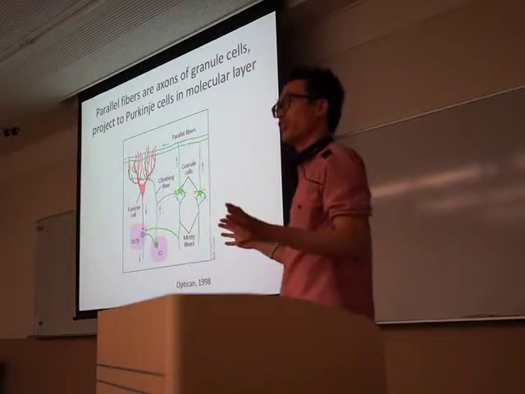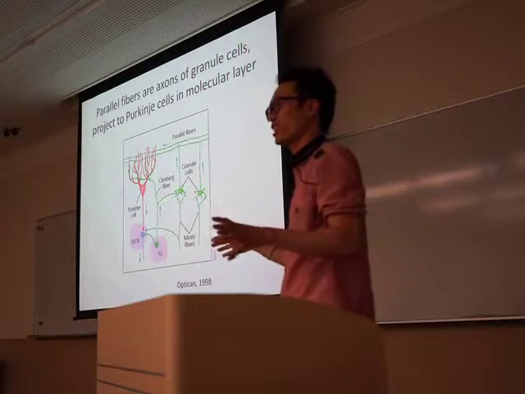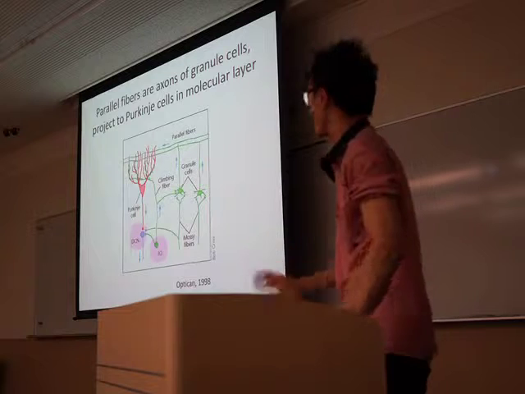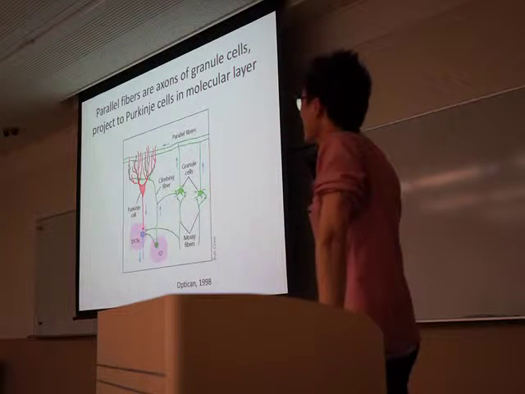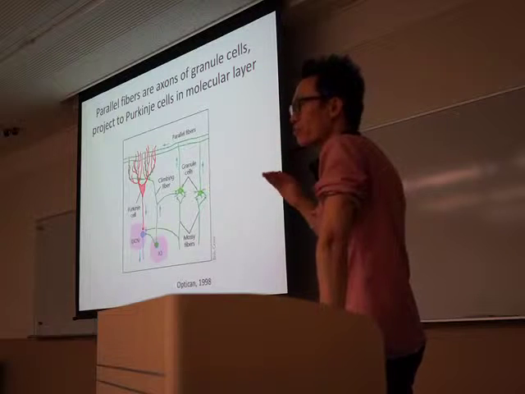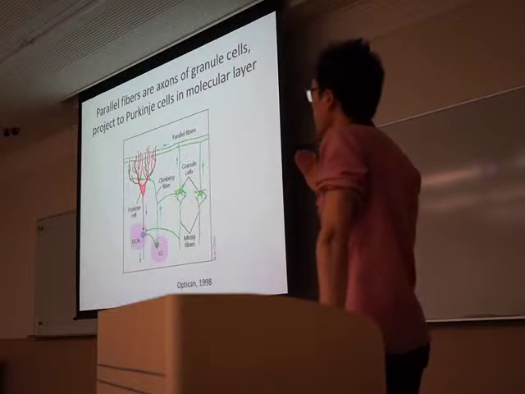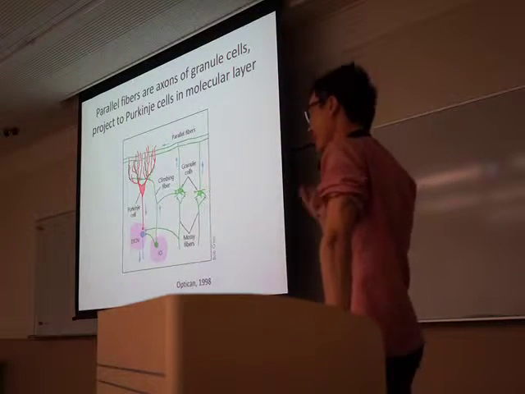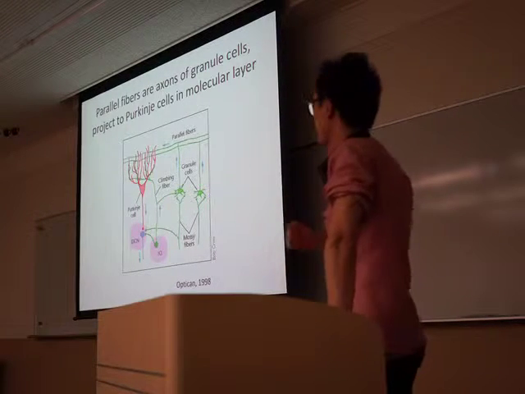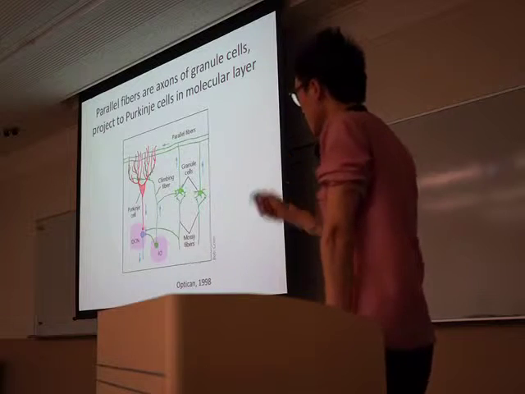I already told you the story, but now I'm going to repeat it so that you remember it. It's the same information, just said in a different way. First of all, parallel fibers are the middleman. They're the axons of granule cells, which project to the Purkinje cell, and the Purkinje cells are the output. So this is the diagram I'll show you.